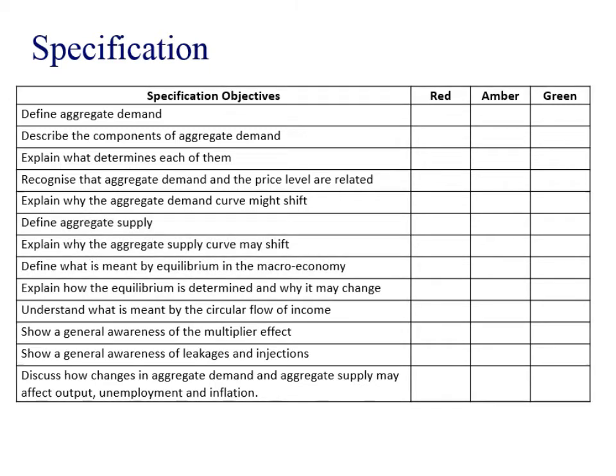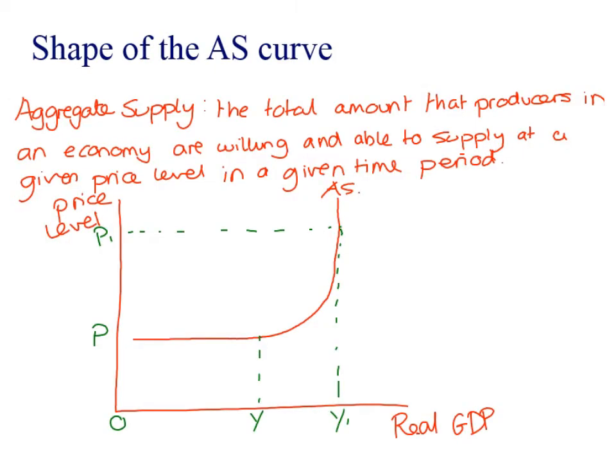hopefully, in this session. So the shape of the aggregate supply curve, it's really weird. This Keynesian aggregate supply curve that we learn about, or I'm talking about in this presentation, you might look at a neoclassical one, so it's a bit different from this. But aggregate supply just represents the total amount that producers in an economy are willing and able to supply at a given price level at a specific period of time. So we've got this shape. It starts off horizontal, then it bends, and then it goes vertical after a certain point.